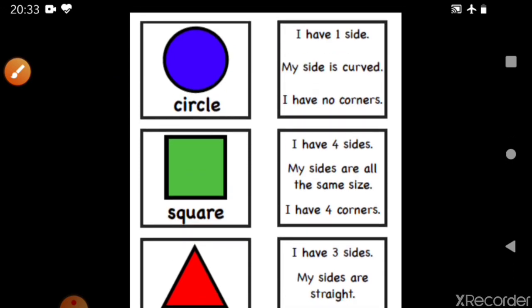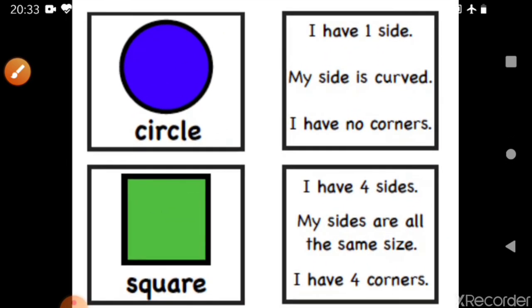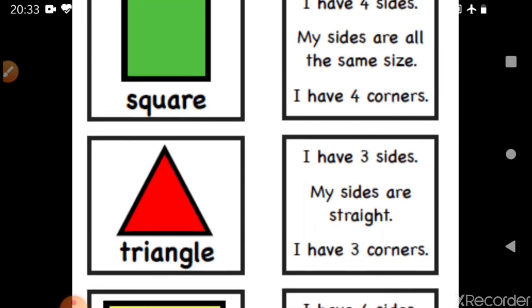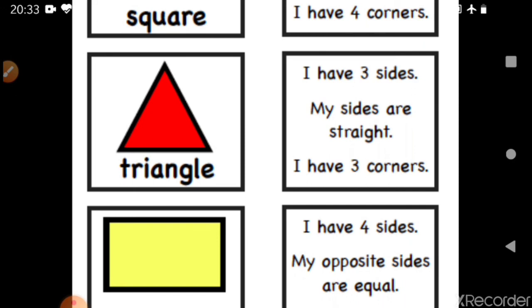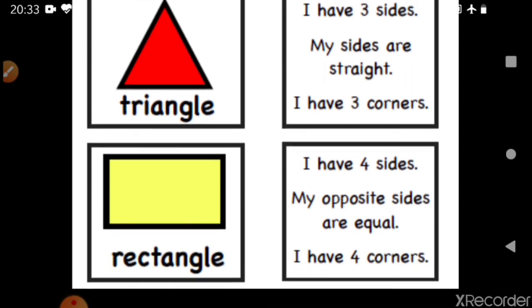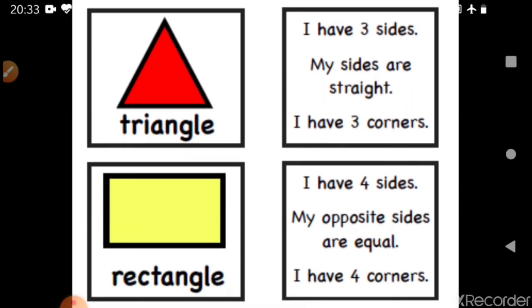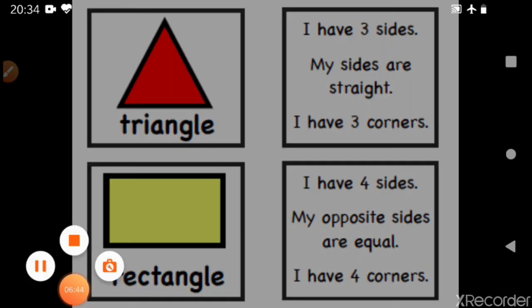Circle: I have one side, my side is curved and I have no corners. Then square: I have 4 sides, my sides are all the same size and I have 4 corners, as I told you. Then triangle: I have 3 sides, my sides are straight and I have 3 corners. And then rectangle: I have 4 sides, my opposite sides are equal and I have 4 corners.